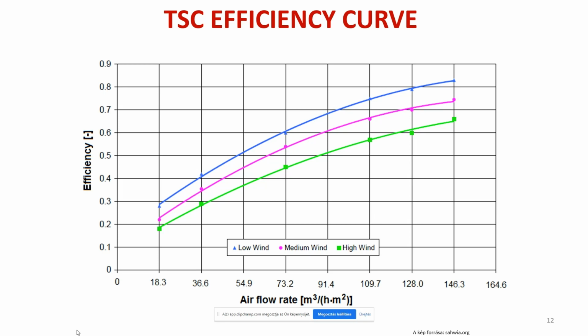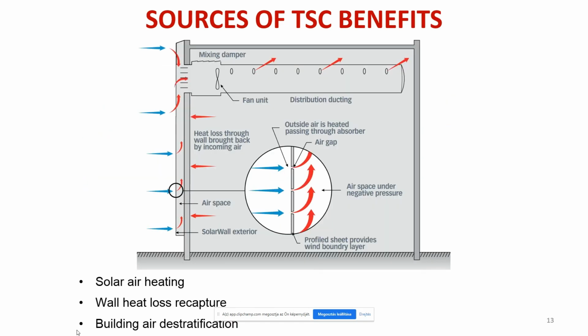Let's have a look at the sources of benefits in terms of energy savings when you install a transpired solar collector onto your building. So first of all, there is solar air heating, quite obvious. We've been talking about this. Another one is interesting, whole heat recapture.